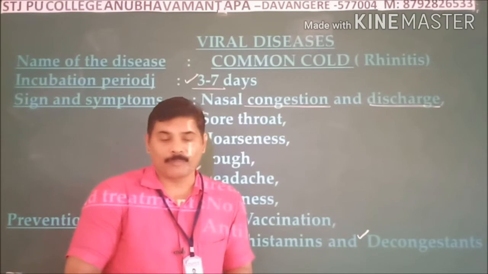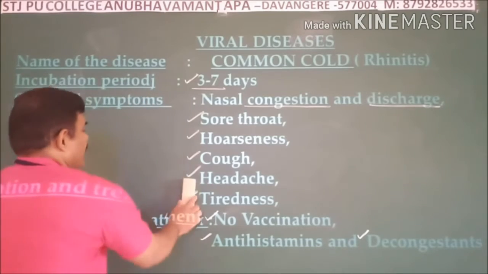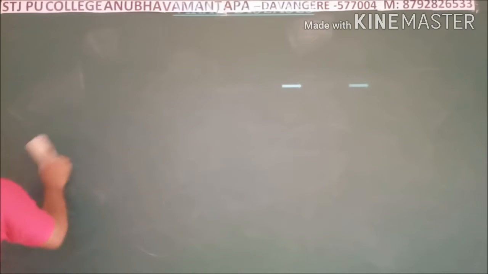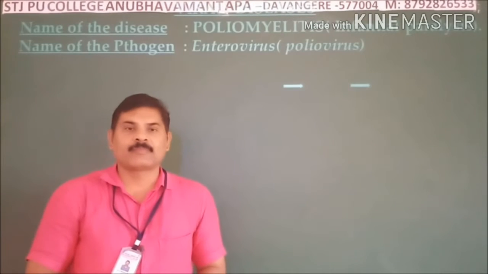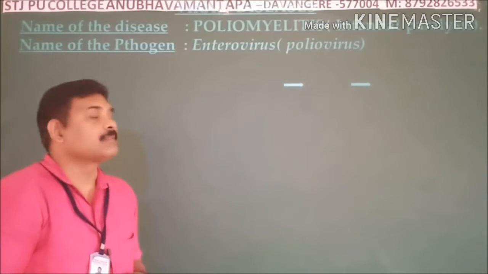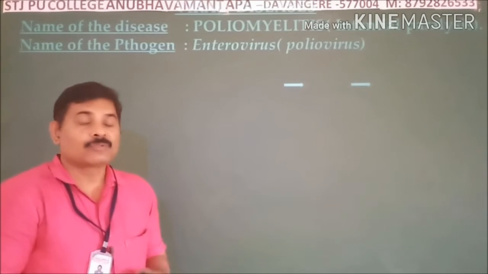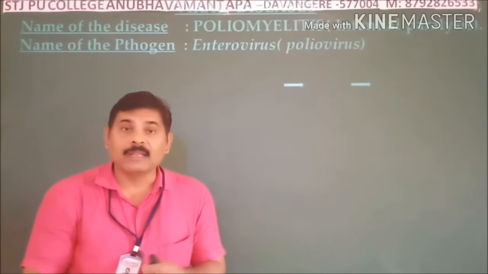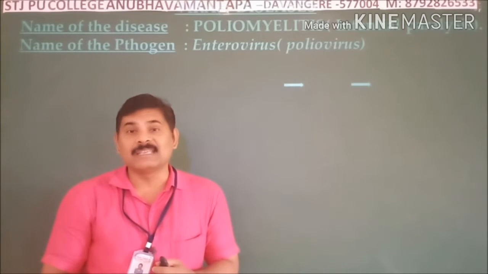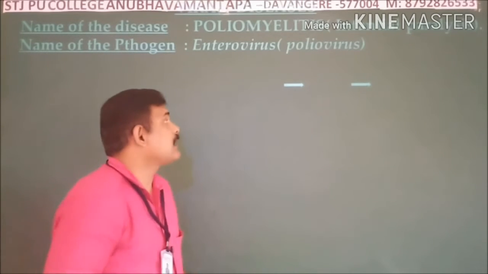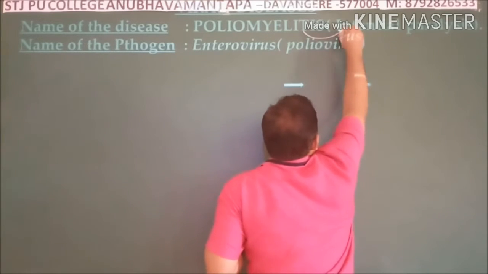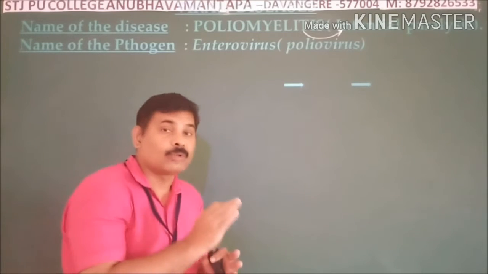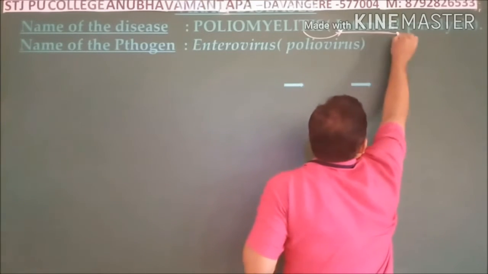Next, let us see one more important disease that is caused by a virus. One more viral disease is poliomyelitis. This is an important one, and particularly this disease occurs in infants or children whose age is below 5 years. That is the reason why we call poliomyelitis infantile paralysis. Since it occurs only in children below 5 years, we call it infantile.